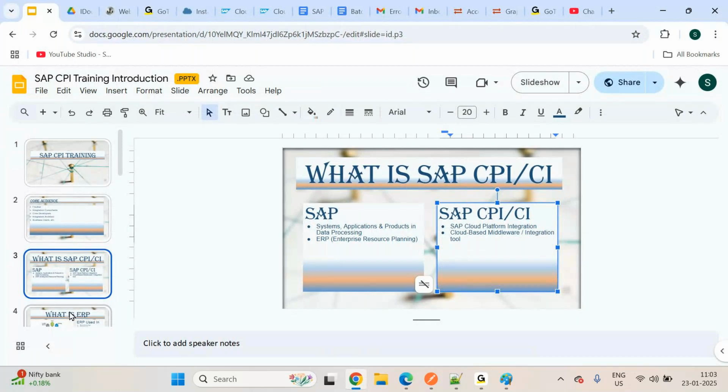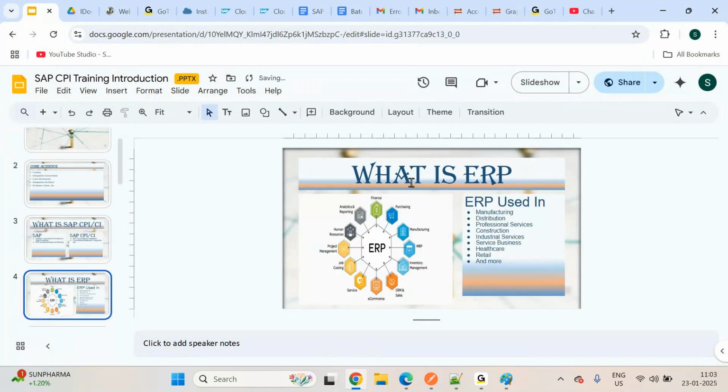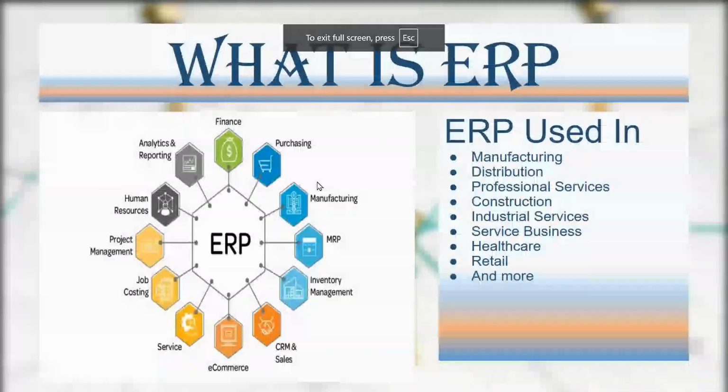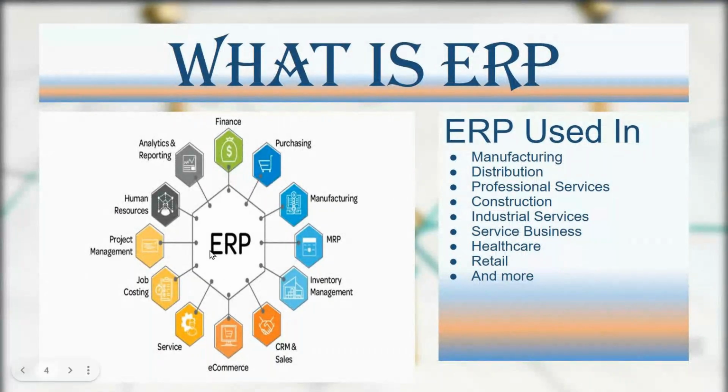Okay, the next is, we already discussed what is ERP. So here we have a clear understanding. Previously I drew it on my own. Here you can see this is the ERP system, enterprise resource planning. It has finance, purchasing, manufacturing, MRP, inventory management, customer relationship management, and e-commerce services. ERPs are used in manufacturing industries, distribution industries, professional services, construction and many more.